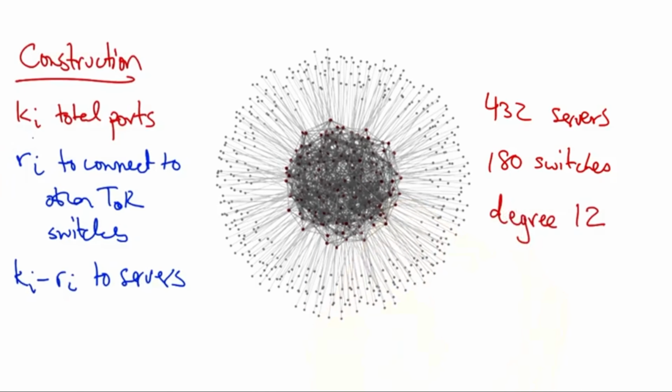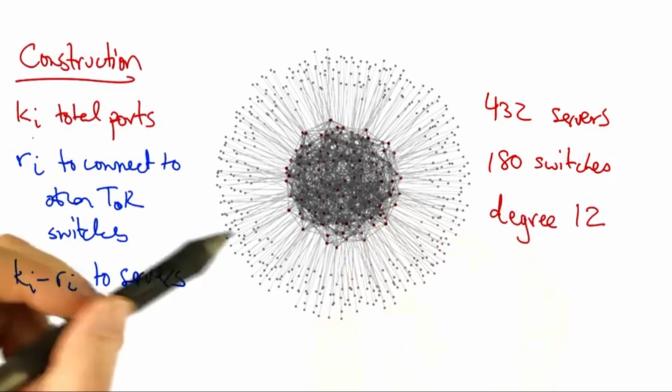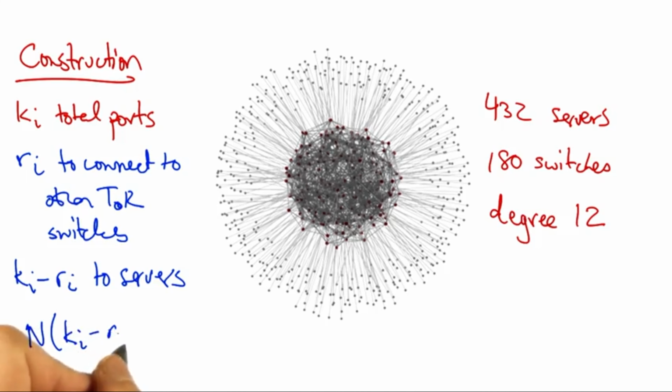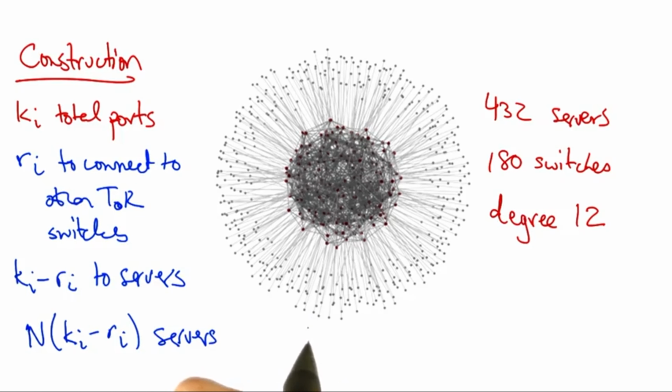Jellyfish's approach is to construct a random graph at the top-of-rack switch layer. Every top-of-rack switch i has some total number of k_i ports, of which it uses r_i to connect to other top-of-rack switches. The remaining k_i minus r_i ports are used to connect servers. With n racks, the network then supports n times (k_i minus r_i) servers. And the network is a random regular graph denoted as follows. Formally, random regular graphs are sampled uniformly from the space of all r-regular graphs.